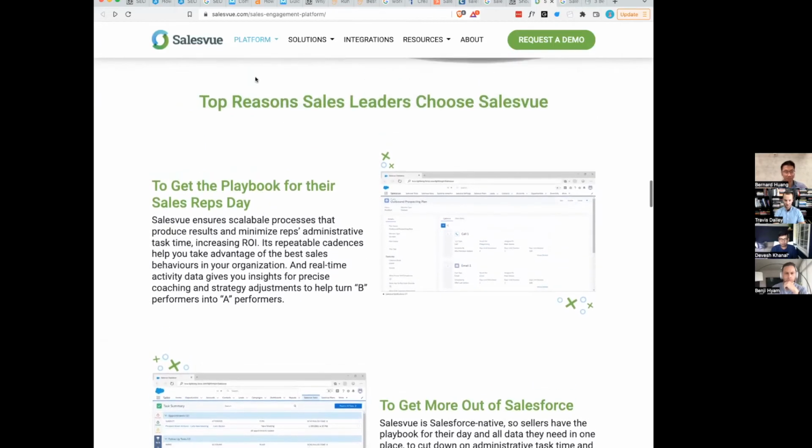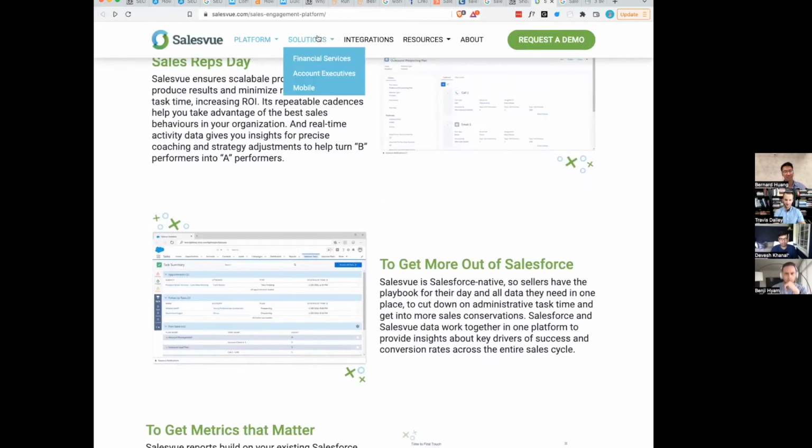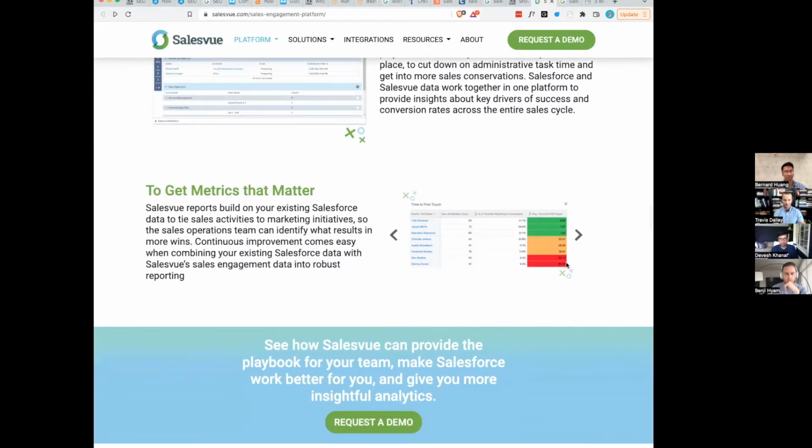And this format though doesn't let you get into actually differentiating it. To get the playbook for their reps every day. Couldn't anyone in sales engagement say this? To get more out of Salesforce, it's just too general. I would get into really specifics, and that's kind of what we do when we get into the blog post. These are the problems others have. Look, we solved this. Look, this is how we're better. Look at this feature. Others don't have this.